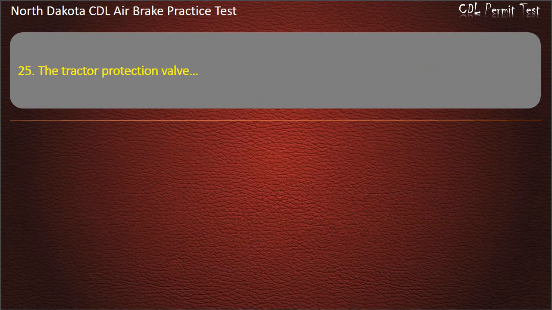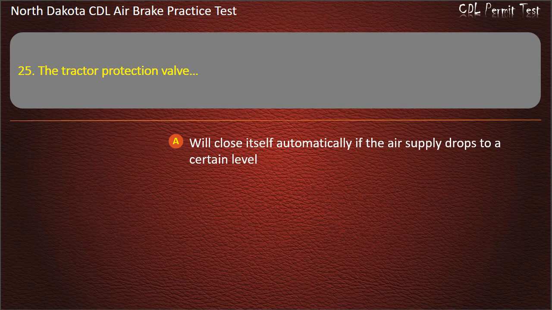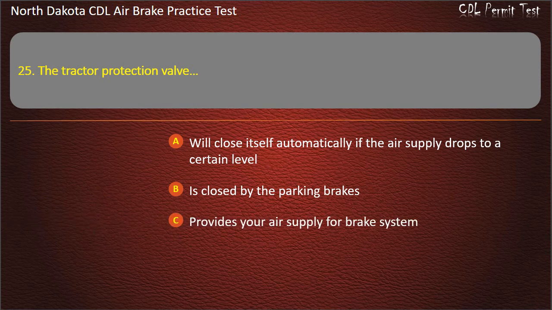Question 25. The tractor protection valve will close itself automatically if the air supply drops to a certain level. Is closed by the parking brakes. Provide your air supply for the brake system. All of the above. Answer. All of the above.